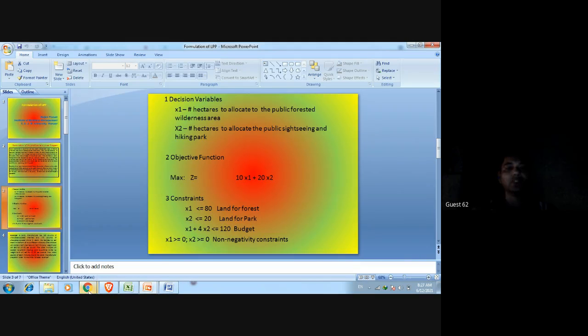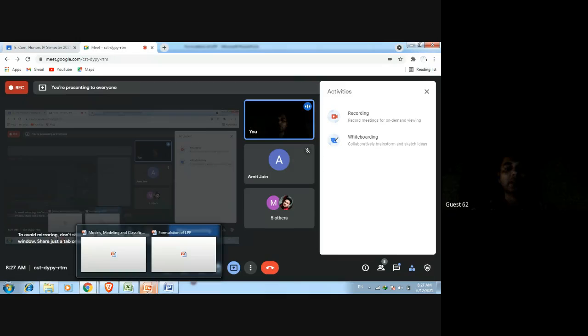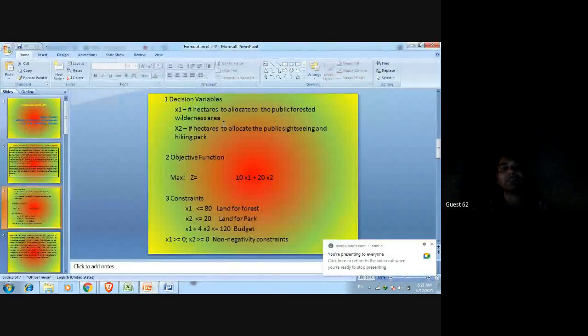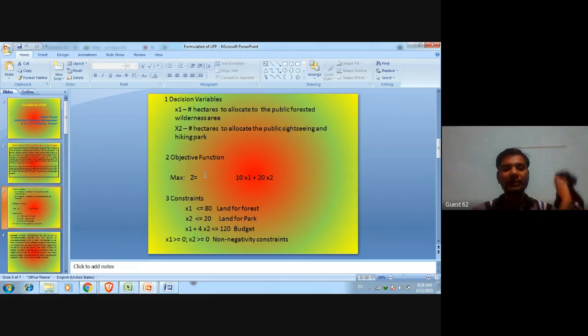Suppose that here x1 and x2 are your decision variables. X1 means hectares allocated to the public forested area, and x2 means hectares allocated to the sightseeing park. So what will the objective function be? It is 10x1 plus 20x2, to maximize your profit.